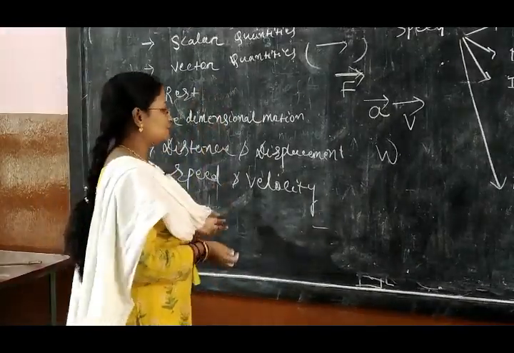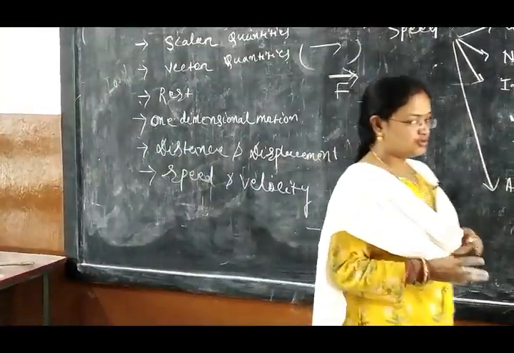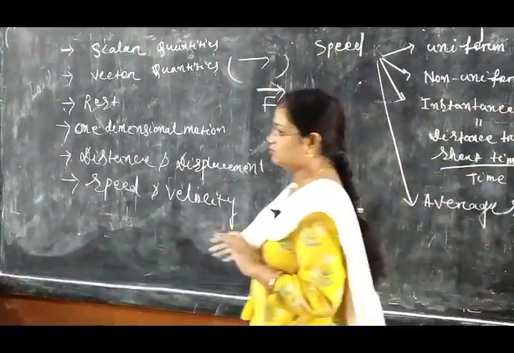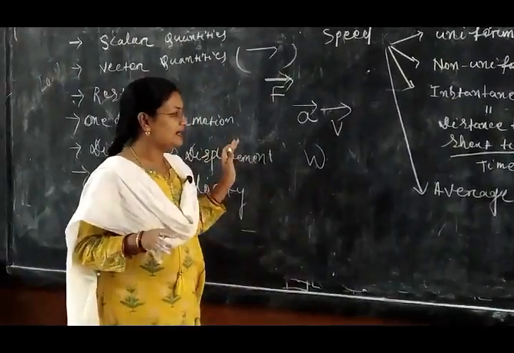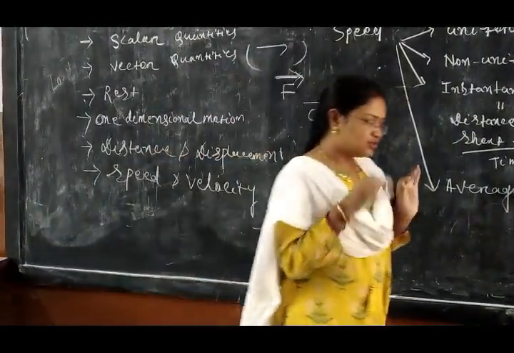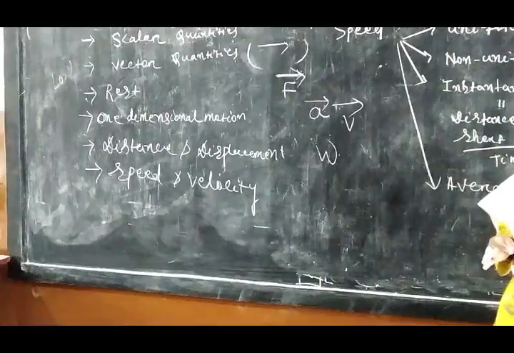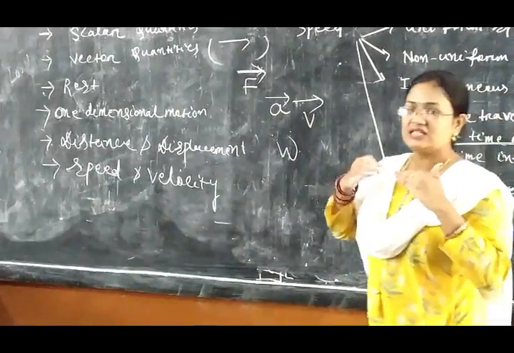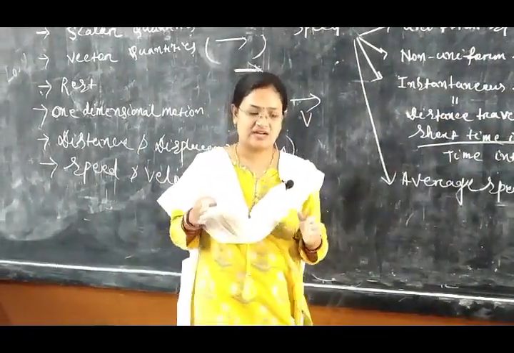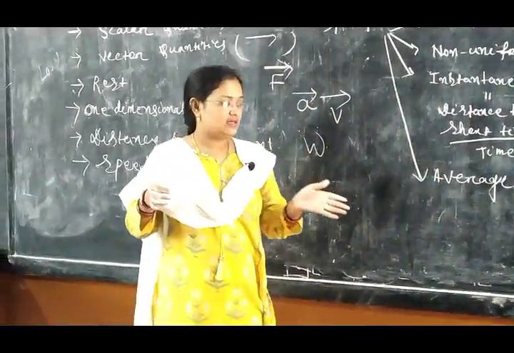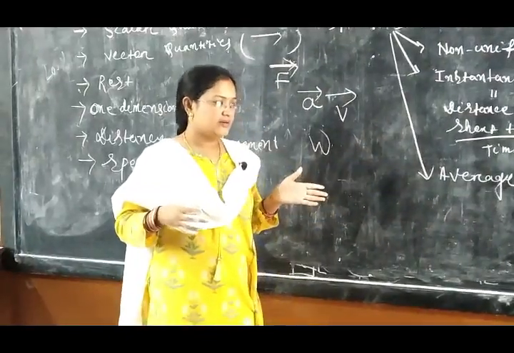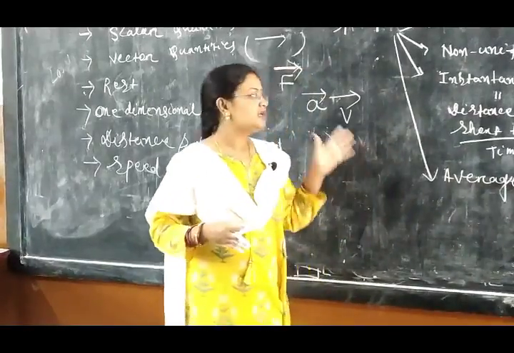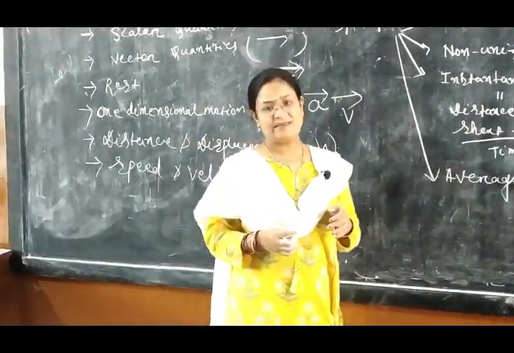Now, regarding motion, actually we have 3 types of motion: one dimensional, 2 dimensional and 3 dimensional motion, but here we will read only one dimensional motion. One dimensional motion is also known as straight line motion or rectilinear motion. In one dimensional motion, the body moves in a straight line. Suppose a train is moving on a track. When a body moves in a straight path, that is rectilinear motion or one dimensional motion.